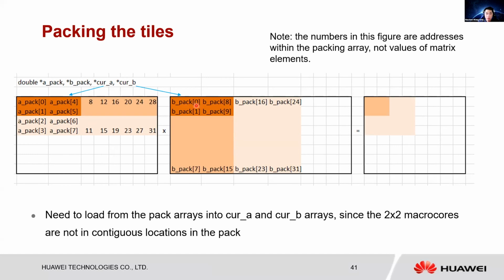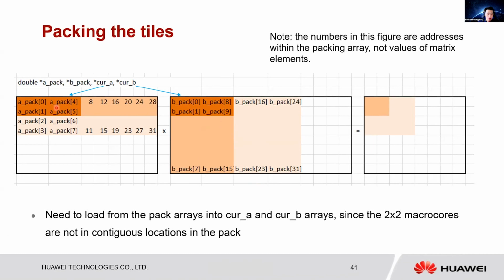The same for B. You start at the upper left element of B, it's BPAC 0. You go down a column, 0, 1, 2, 3, 4, 5, 6, 7, 8, 9, 10, and you just pack the tile arrays APAC and BPAC in naive column major order. And what if you do that?